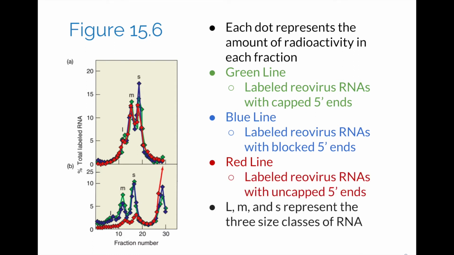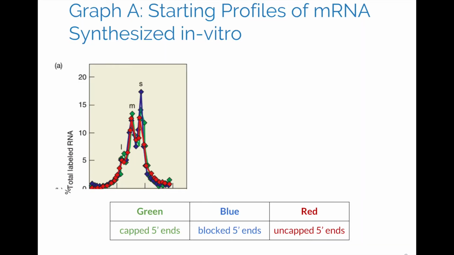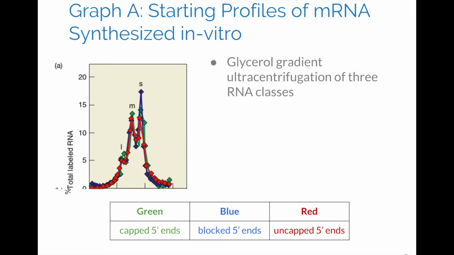Note that both of these graphs show 3 separate gradients with the data overlaid onto one figure to easily compare the mRNA types. The labels L, M, and S on the graph represent the 3 size classes of this specific RNA and are marked here. Graph A shows the labeled RNAs after being subjected to glycerol gradient ultracentrifugation. The RNAs were not injected into oocytes. They were simply synthesized and then ultracentrifuged.